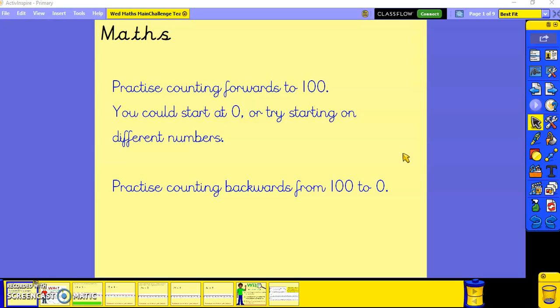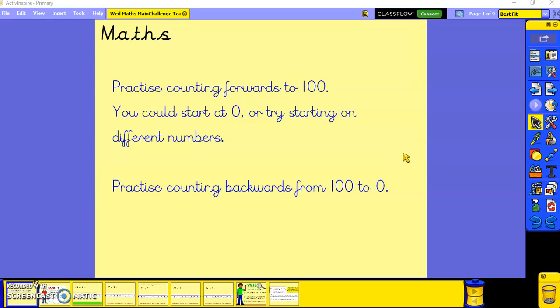You could also have a go at starting on a different number. So can you start on the number 75 and carry on counting all the way up to 100? Pause the video now to do that. Now, could you try starting on the number 16 and counting up to 100? And finally, could you practice counting backwards from 100 all the way back to 0?